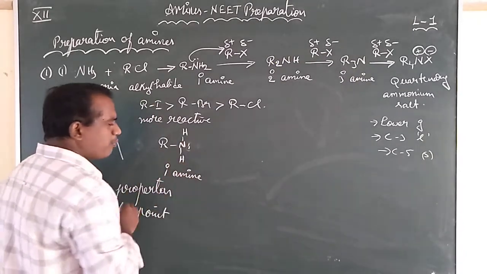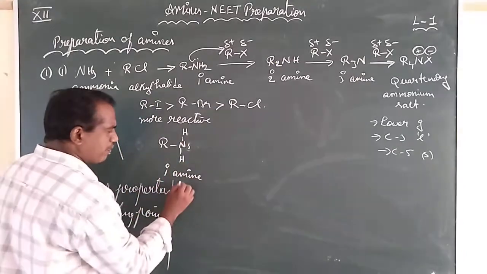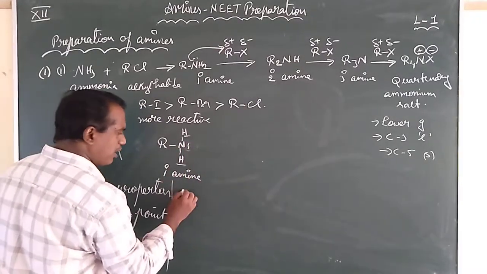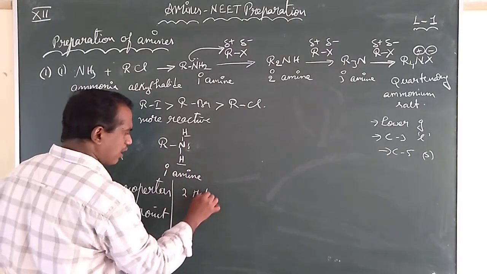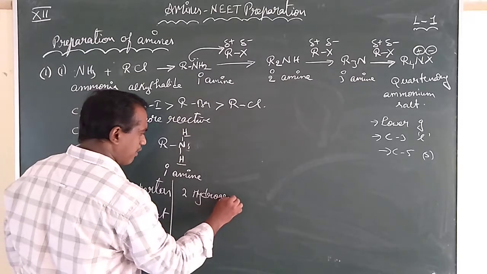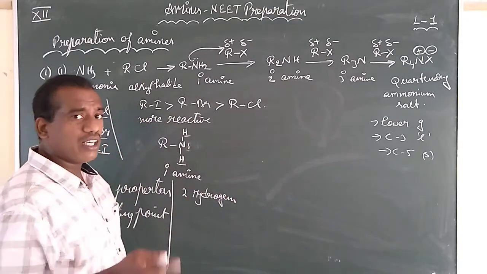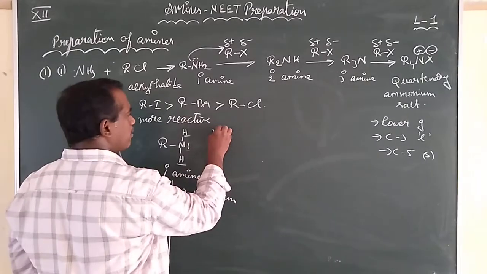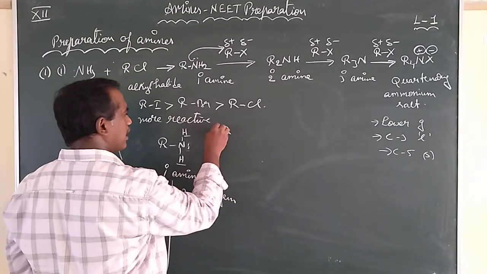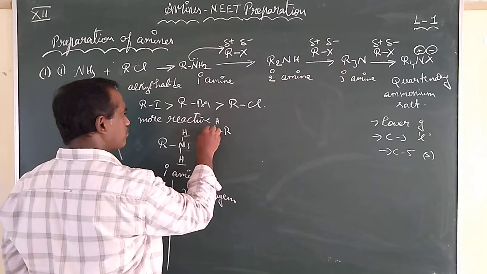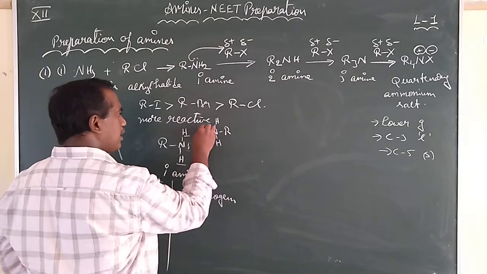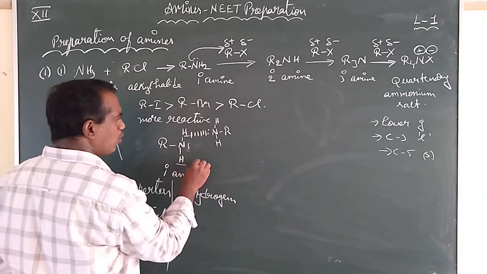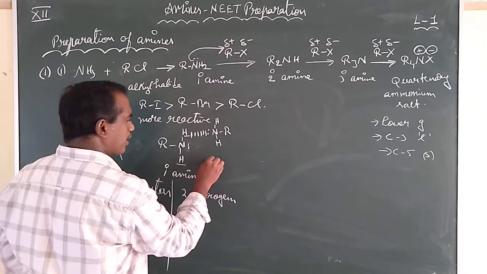When you see the primary amine, how many hydrogens are available? 2 hydrogens are available. Due to these 2 hydrogens being present, if I take another primary amine, here it is able to show 2 hydrogen bonds.